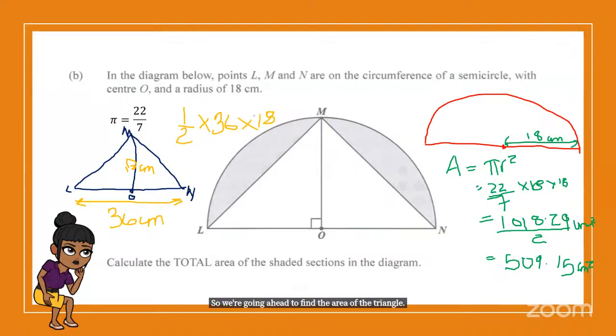What did you get? 324. 324. Anybody else get that? So if that is the area, 324 square centimeters, what is the area of the shaded region?